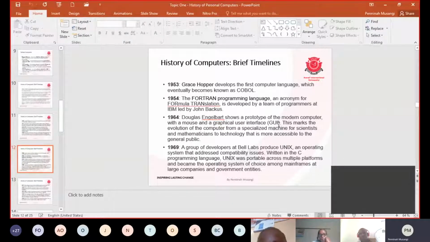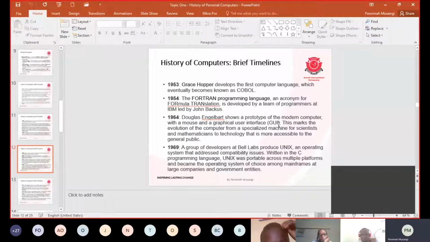1969, a group of developers who were working at Bell Labs produced the first operating system, and the first operating system was Unix. And one thing to note about Unix is that it was an operating system which addressed what we call compatibility issues. Previously, the hardware had to come with the software, with the operating systems and everything from the same manufacturer. So you could not buy a computer and get the operating system from another vendor. You had to get them from the same one.